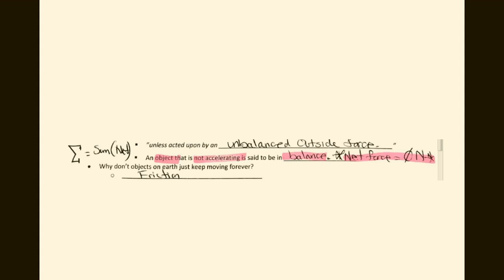And why don't objects on Earth just keep moving forever? Well, because we have friction, and that's essentially our external, outside unbalanced force. Something makes contact with a surface, and eventually there's going to be friction involved.